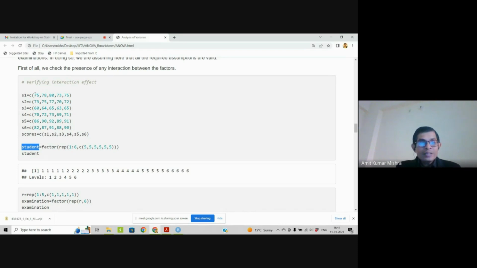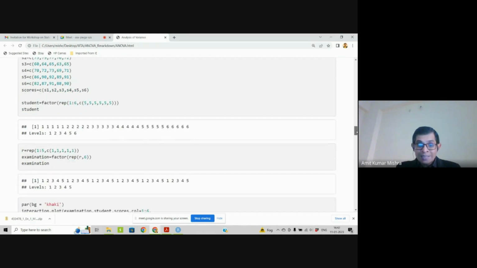See, this data 75, 78, 80, 73, 75 is coming from the first student. So we attach 1 to all these numbers. Then we attach 2 to all these numbers, then 3 to all these numbers. So we are going to define factors, replicate 1 to 6, 5 times. When you replicate 1 to 6, 5 times, 1 will be replicated 5 times because the first student is writing 5 exams. 2 is replicated 5 times, 3 is replicated 5 times, and so on. And this is the first factor I have defined.